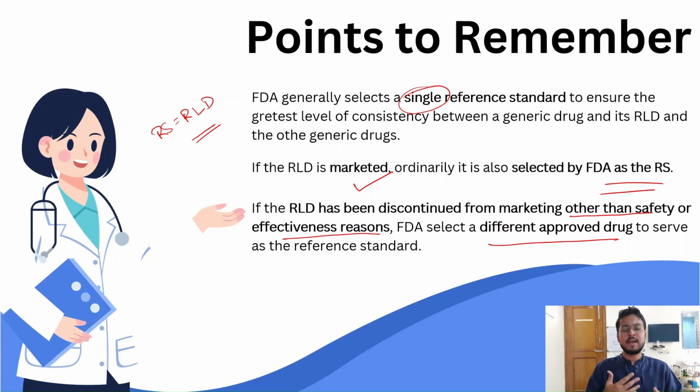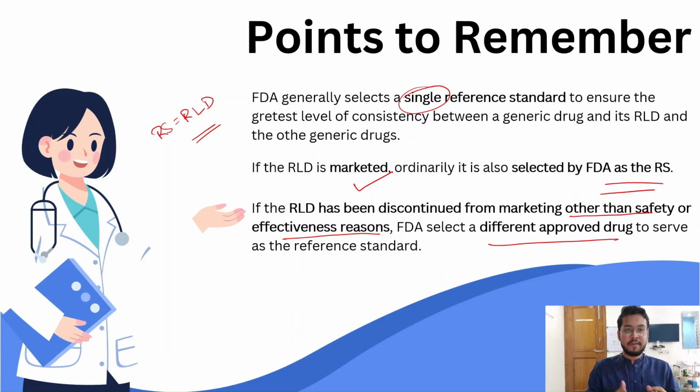Or if somebody files a petition against it and it gets passed, then it can get removed from the market. So in those cases, yes, FDA will select a different product as the RS, right? But if it is discontinued from the market due to safety or efficacy, then FDA will not appoint an RS. In fact, FDA is not going to review any ANDA for it.